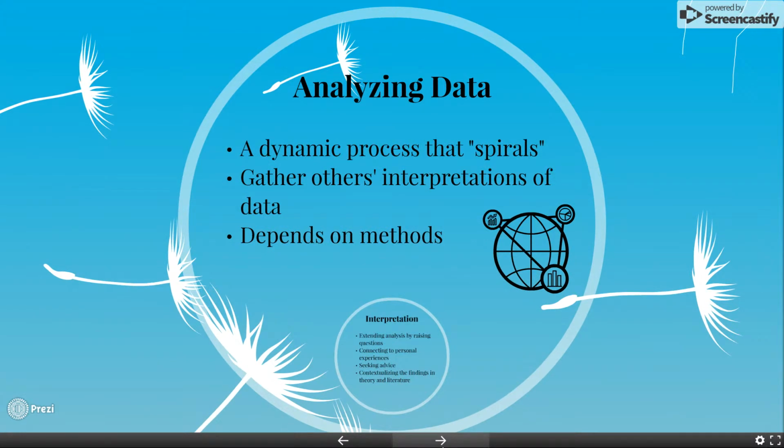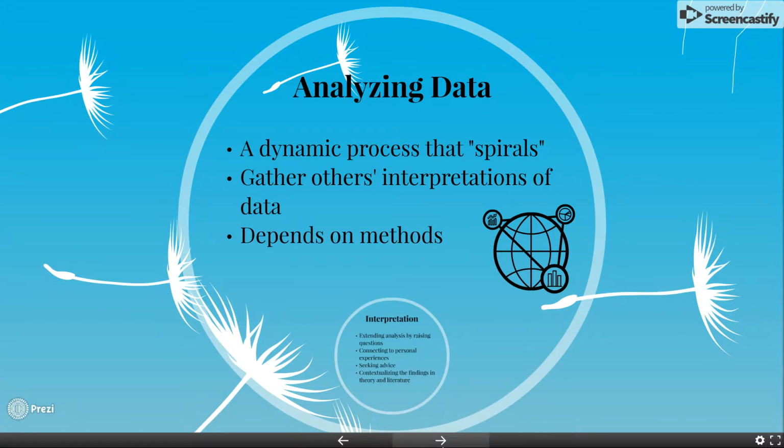The data that's collected is analyzed, and it's a dynamic process that spirals. Again, it is that process that occurs over and over again and refined to really get a true picture of what that problem might be and the solution to it. Gathering of others' interpretations of the data is encouraged, and the analysis really depends on the methods.